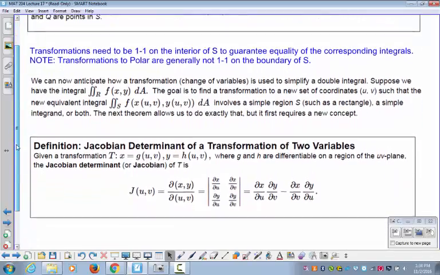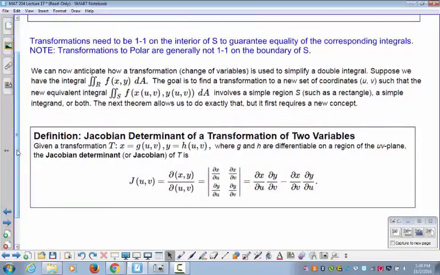Okay, so now this paragraph's important here. The idea is that we need to somehow create this correction factor. If our dA in our xy plane is dx dy, we need to figure out what the dA looks like in the other plane. And that's what the Jacobian is. The Jacobian is going to give us that correction factor. The Jacobian is going to give us the adjustment that we need when going from the UV plane to the XY plane, or vice versa.